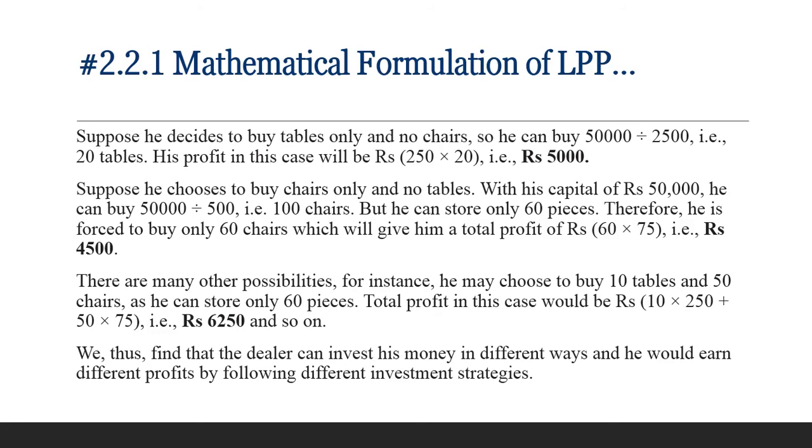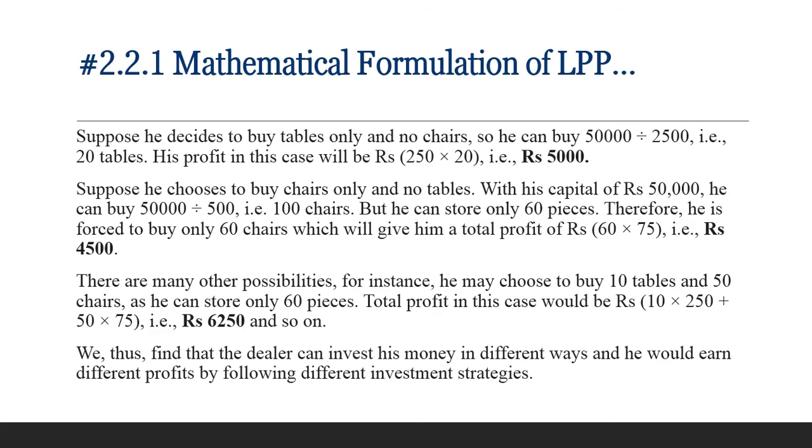Next, option number two. Suppose he chooses to buy chairs only and no tables. With his capital of 50,000 rupees, he can buy 50,000 divided by 500 rupees per chair. So he can buy a maximum of 100 chairs. But he can store only 60 pieces. Therefore, he is forced to buy only 60 chairs, which will give him a total profit of 60 multiplied by 75 rupees per chair. It will give you 4,500 rupees profit.